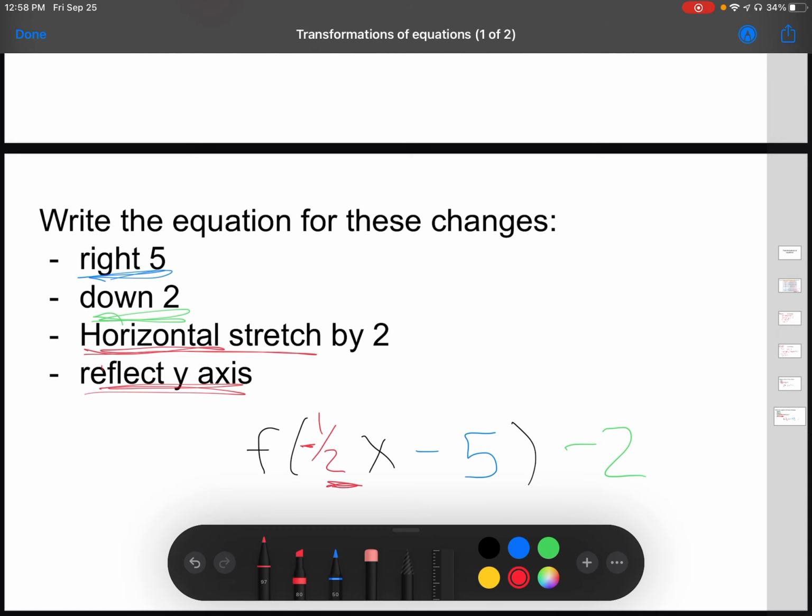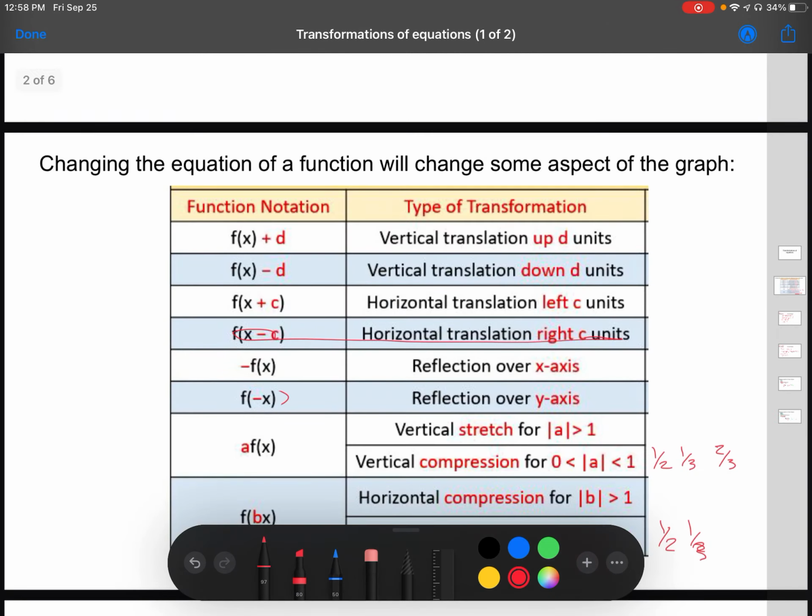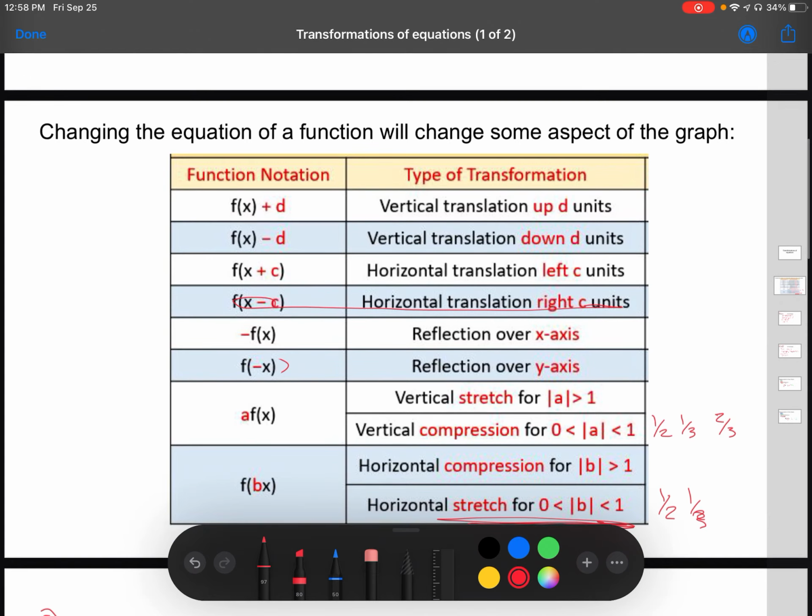If you have any questions on this, let me know. Like I said, please make sure this chart gets written in your notebook.